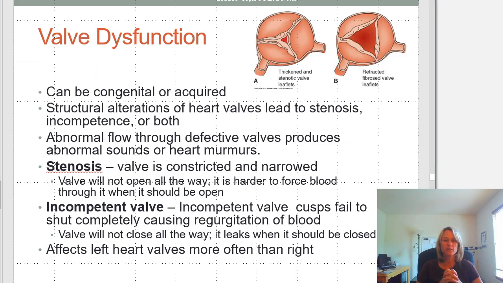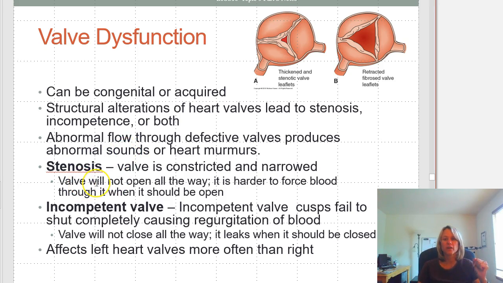Okay, so let's talk about valve dysfunction. It can be congenital, you're born with it, or it can be acquired, say from endocarditis or rheumatic heart disease. Either way, it involves alterations of the heart valves that can lead to either stenosis, or incompetence, or some combination of the two. In either case, this is going to result in abnormal blood flow through the defective valves, and this can be detected as a heart murmur.